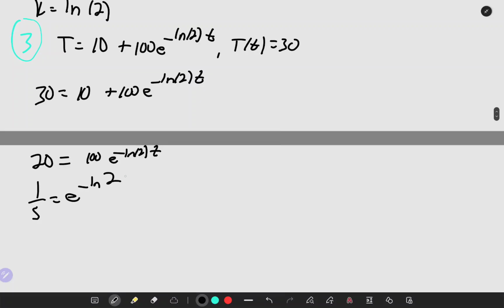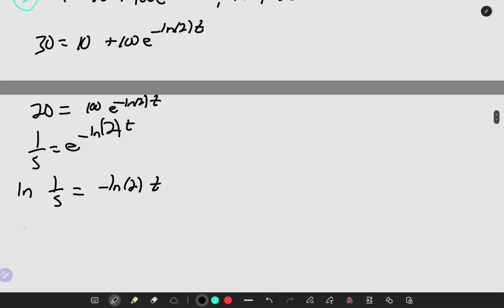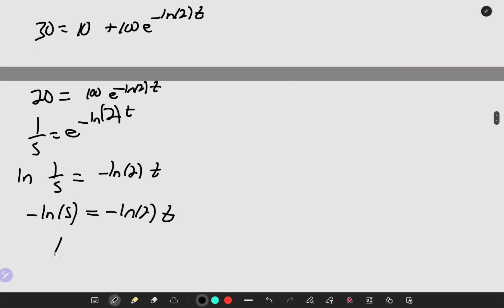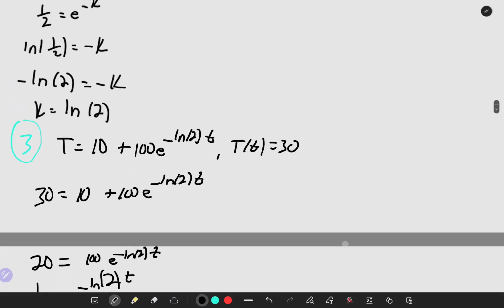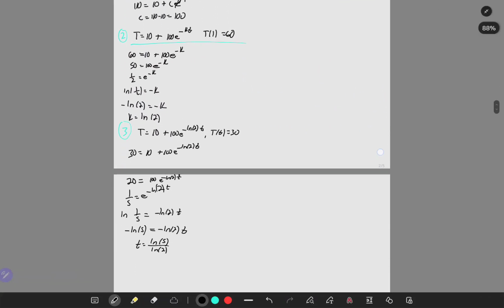So this looks similar to what we had before. We have to take the natural log of both sides, right? To get rid of the e. The left side can simplify like before. This is negative natural log of 5 is equal to negative natural log of 2 times t. So then t, negatives cancel, ln of 5 over natural log 2. And if we look back up here, the answer was natural log 5 over natural log 2.